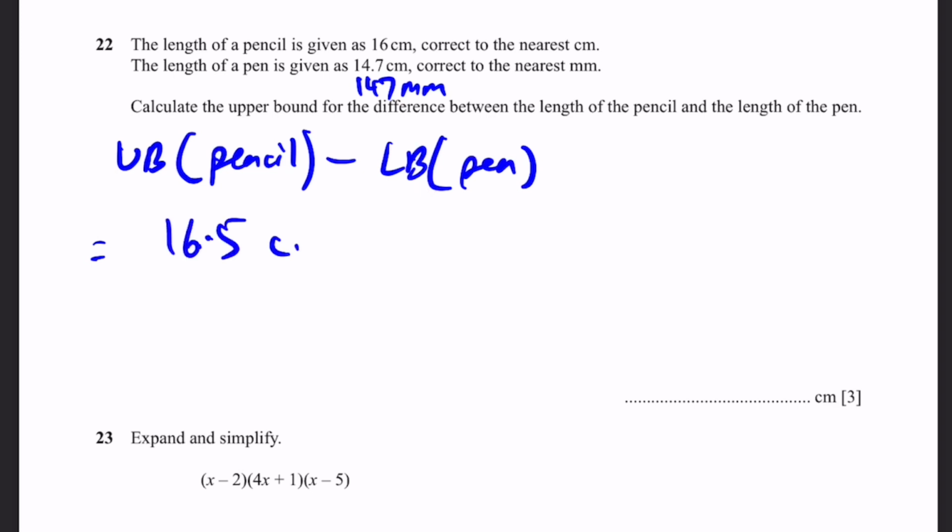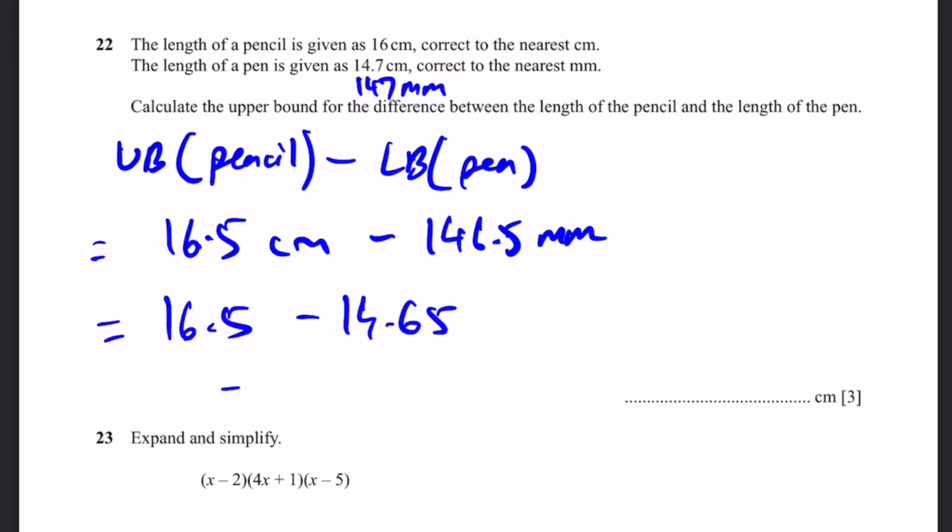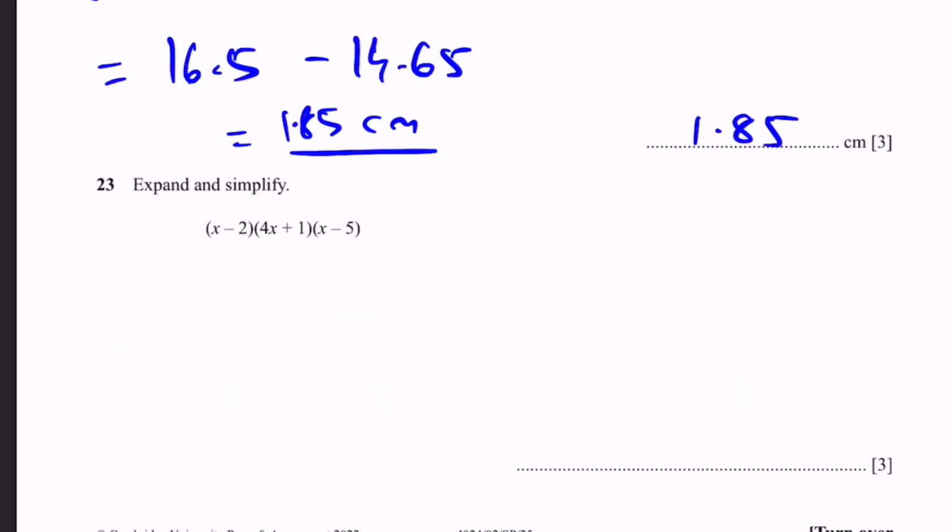16.5 centimeters. Since it's correct to the nearest centimeter, we add 0.5 centimeters, and then we subtract 146.5 millimeters, since this is the lower bound, correct to the nearest millimeter. And that's 16.5 minus 14.65 in centimeters to get 1.85 centimeters. That's the answer. Question 23, expand and simplify these brackets given here.